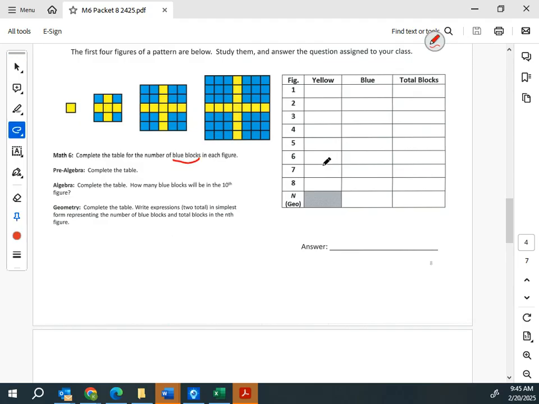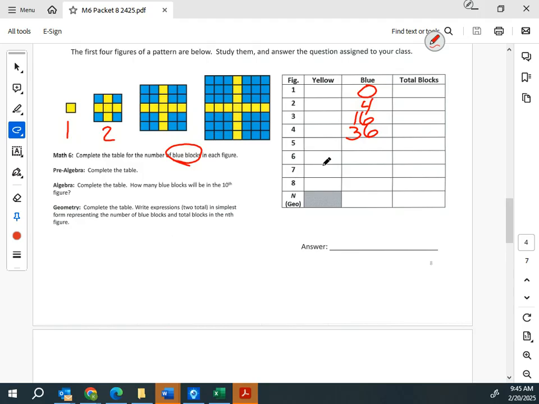So we need to complete for the blue blocks. So I'm going to look at the blue. In my first figure, how many blue blocks are there, Adeline? Okay. How many blue blocks are in that first figure? Sophie? 0. There are no blue in the figure 1. How many blue blocks are in figure 2? Sophie? How many in figure 3? Kylie, 16. How many in figure 4? Liam?